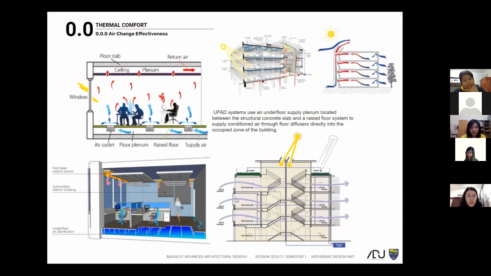Okay, can. So this one is actually a schematic diagram which proposes the UFAD system, because the existing one already has the ceiling, right? So maybe we can propose the UFAD system to enhance the air change. Next.